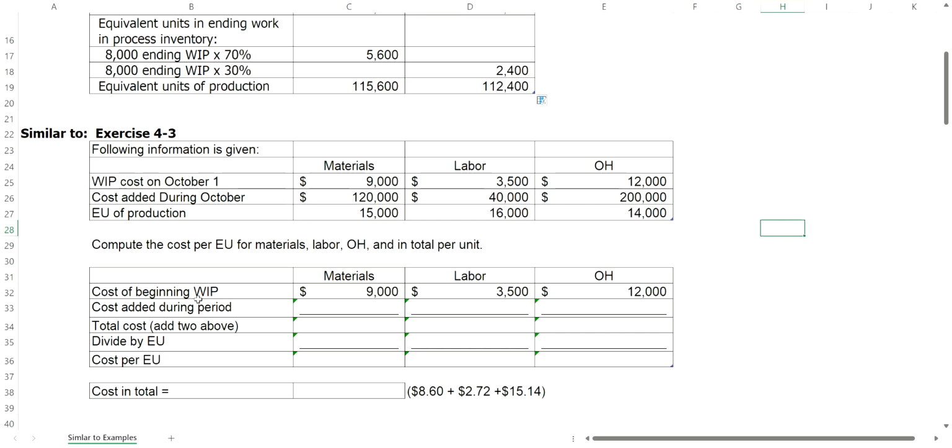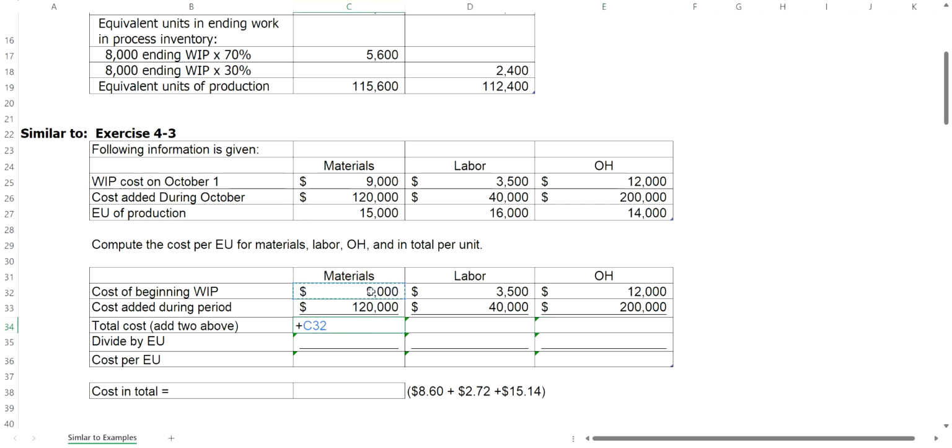First of all, the cost of beginning work in process is given, so I just brought that down. So 9,000 for materials, 3,500 for labor, and 12,000 for overhead. The next line has my cost added during the period, so I will just bring that down. It's 120,000 for materials, 40,000 for labor, and 200,000 for overhead.